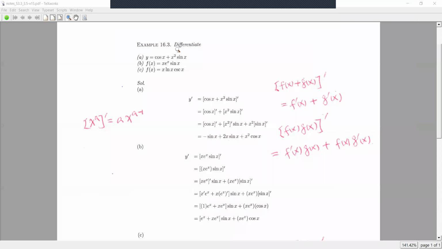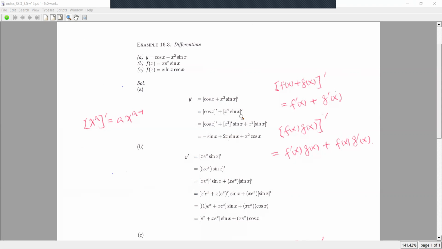Example 3. Differentiate the following functions. Differentiate means compute derivative. Part A. Take derivative on this function. This function is a sum of two functions. So summation rule. Then we have this equation.